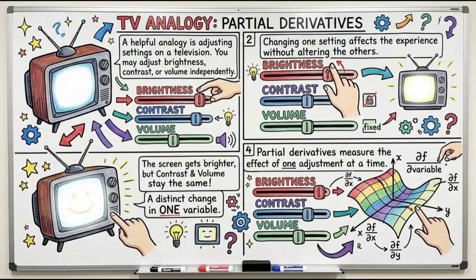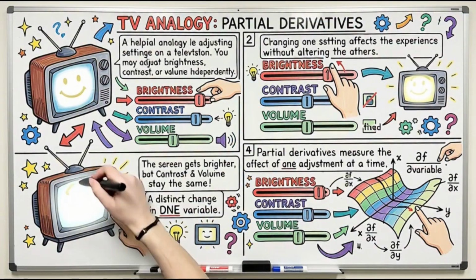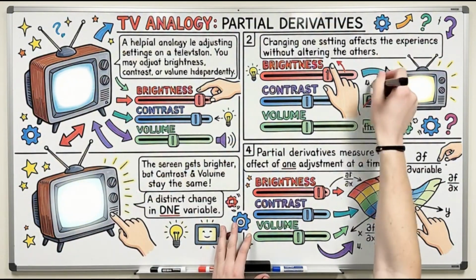A helpful analogy is adjusting settings on a television. You may adjust brightness, contrast, or volume independently. Changing one setting affects the experience without altering the others. Partial derivatives measure the effect of one adjustment at a time.